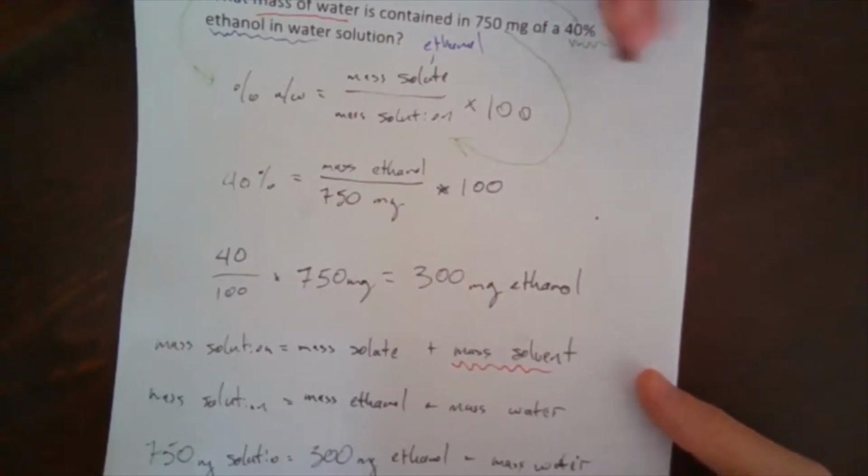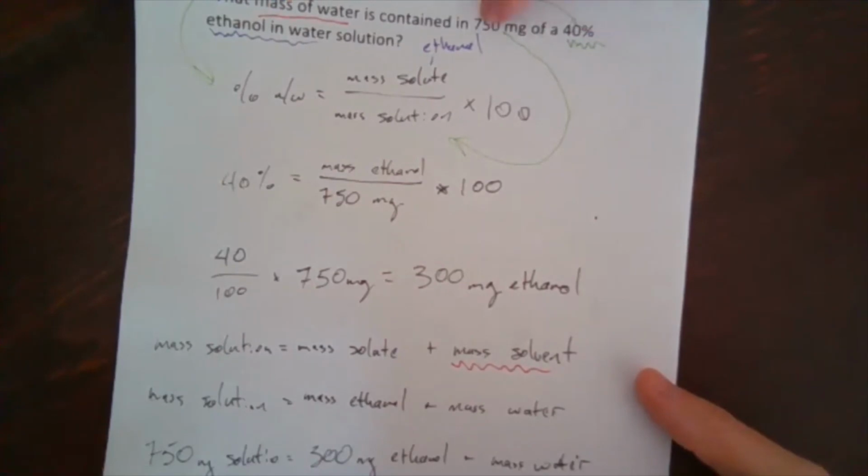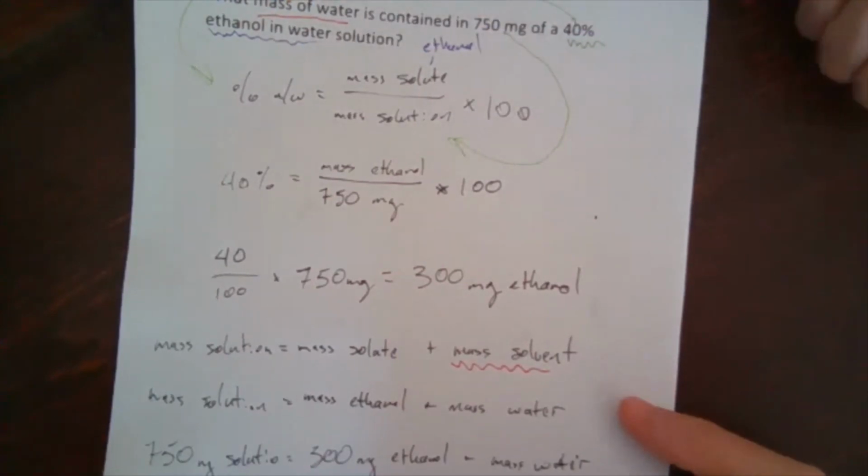So either you're given a solution and you want to know its components, or you're told you need to make this, right? You need to make 750 milliliters of 40%. How do you do it? Go out and actually make it.